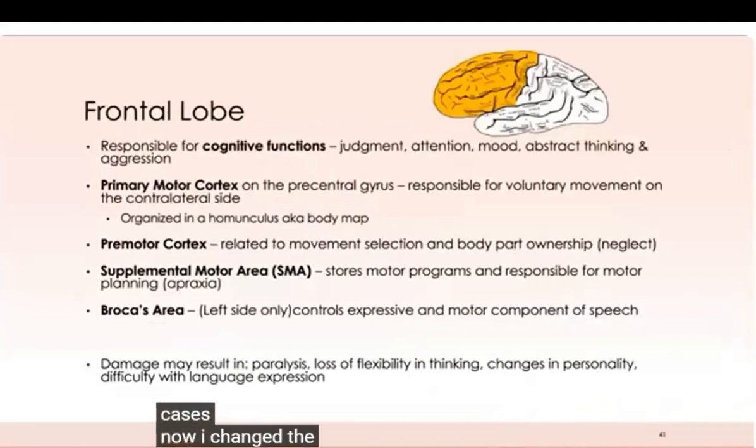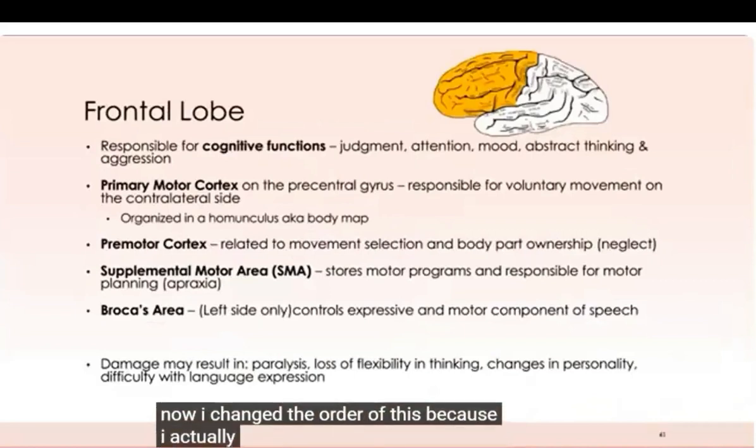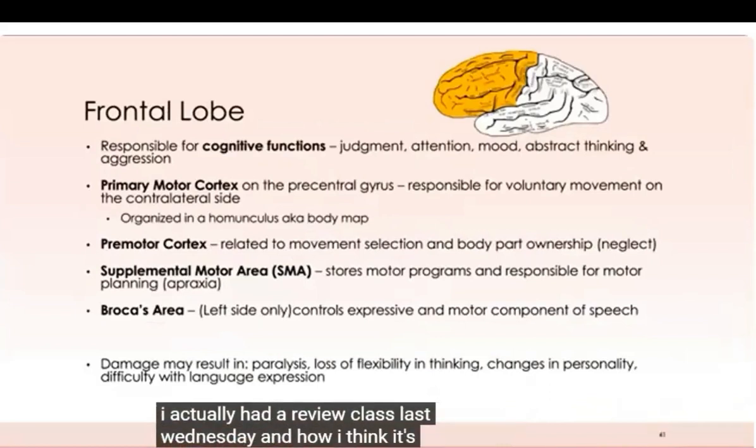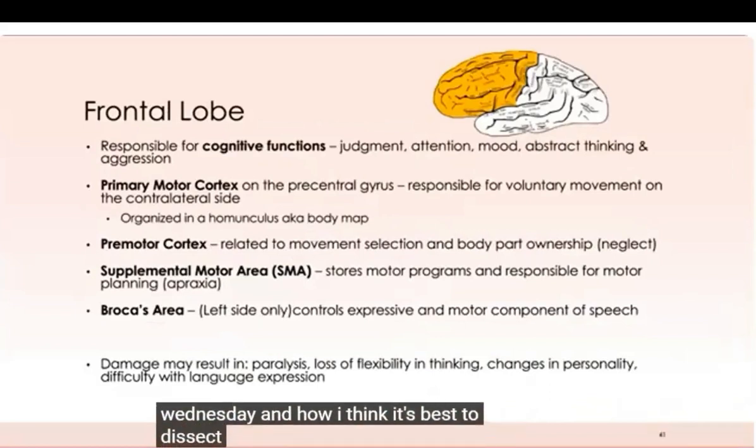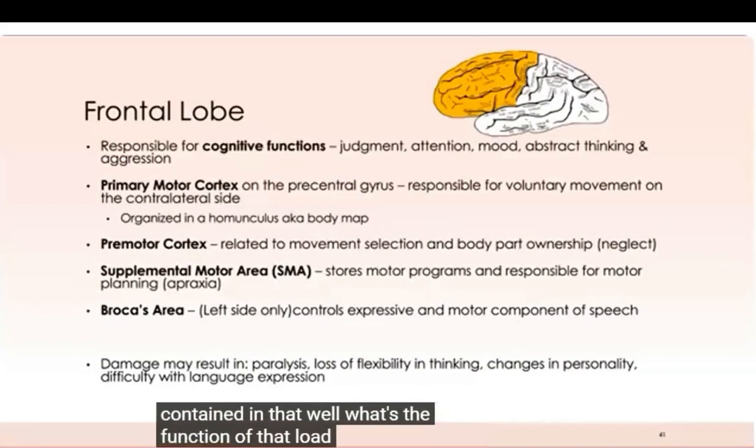So we're going to just slip past these because, again, we're going to go over them when we're in our cases. Now, I changed the order of this because I actually had a review class last Wednesday, and how I think it's best to dissect this week and ingest it is really first understanding the basics of the brain. Where are your lobes? What is contained in that lobe? What's the function of that lobe?